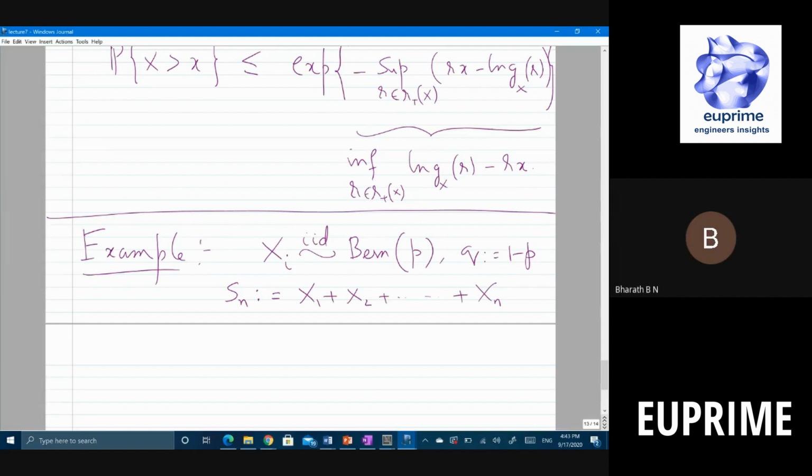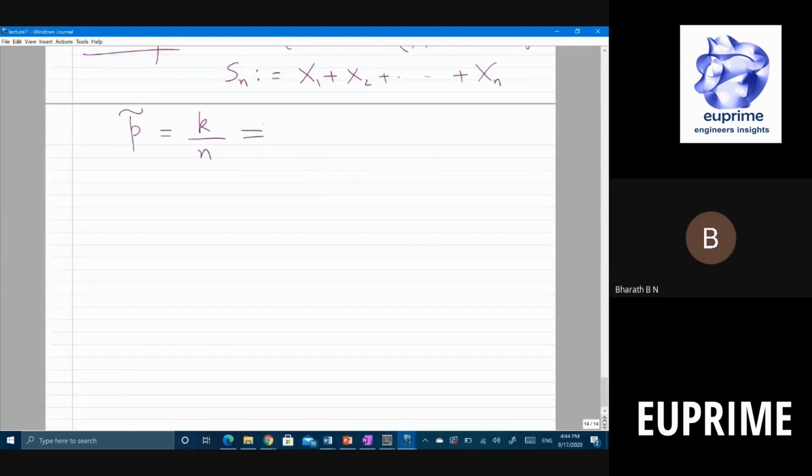Now, let's also assume that you know what P tilde is, right? What is P tilde? K by N, right? So this is the relative frequency. Now let's look at P tilde times N is K, so the number of heads, for example. Now I want to compute the probability that the sum is greater than P tilde N, which makes sense, right? So P tilde N would be roughly K, where K is the number of heads.